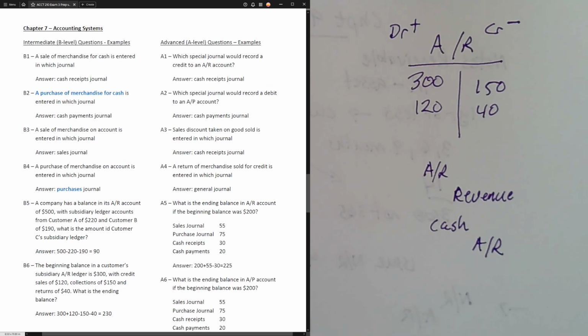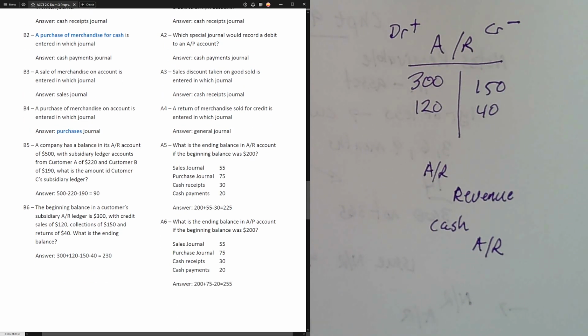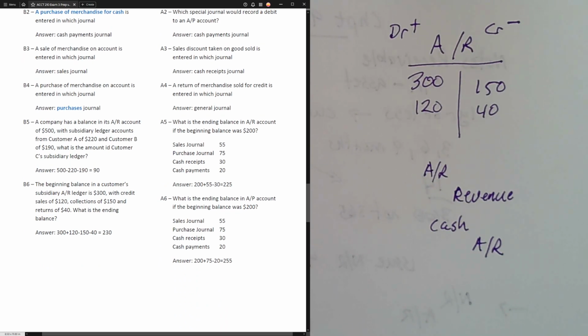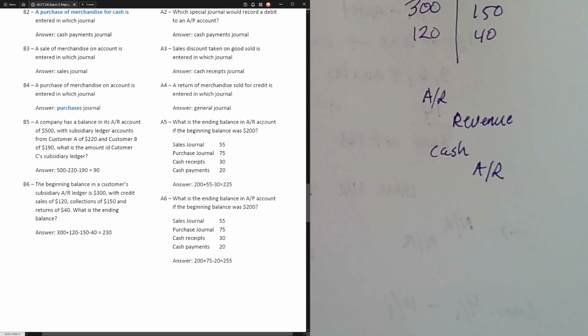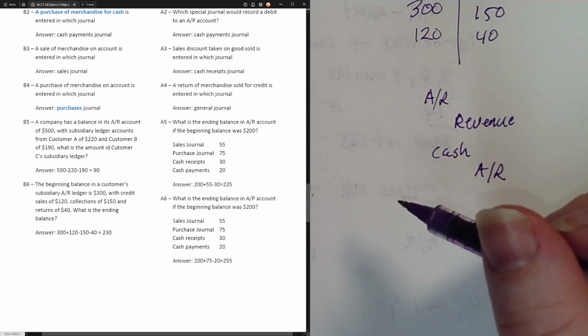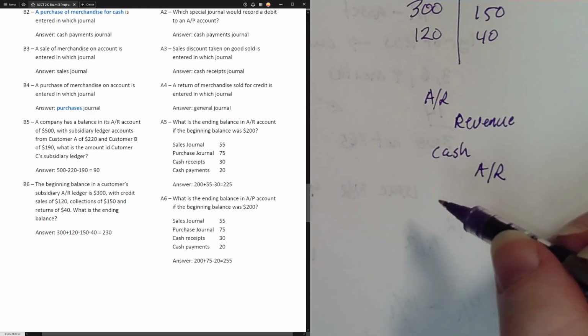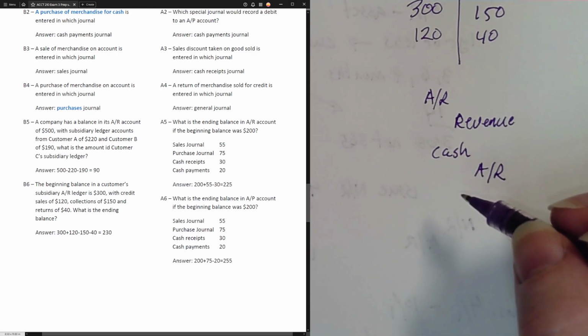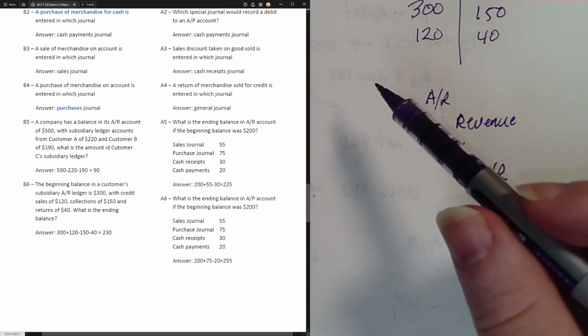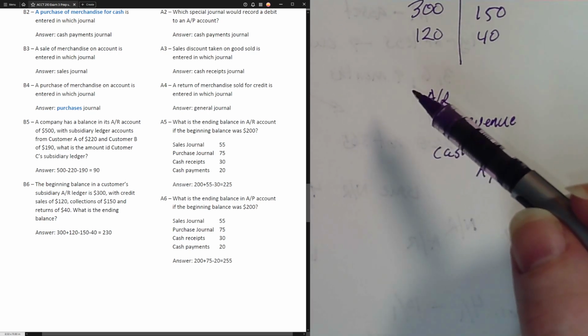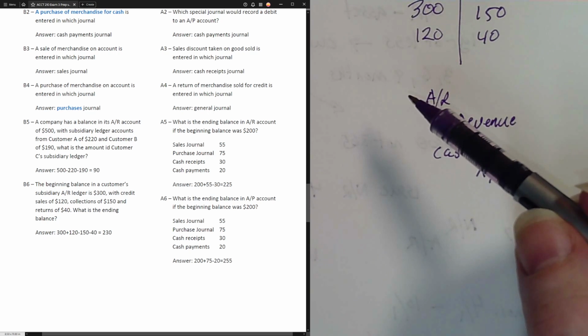Okay, what are the AR, the A level? As you notice, there's a couple of knowledge-based questions. And like I say, knowledge-based questions, I won't go through in detail. You can read those yourself. What is the ending balance of AR account if the beginning balance was 200? So A5, A6, and B6 are kind of related. They're basically asking do you understand what makes an AR account, or in A6, what makes an AP account go up. The additional thing is, while in B6 I tell you credit sales and collections, you have to know where those things end up in which journals.